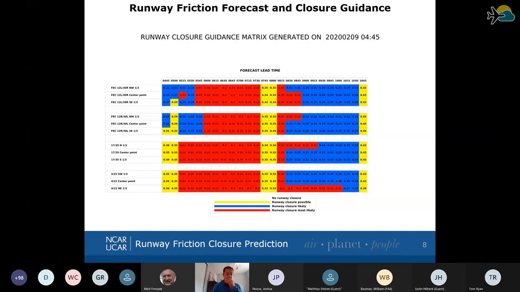Next, please. So this is just a quick example. This was from a real storm system in 2020, on February 9th, 2020, a big event that they had. This is an example of the runway closure matrix. On the left side, the left column is all of the runway segments, so you have the four main runways with the three midpoints. The row on the top is the forecast lead time. And in the middle, we show what the friction values are and a color-coded runway closure potential. That could be either no closure, closures are possible in yellow, closures are likely in blue, and closures are very likely in red. And so for this case, obviously, we were showing that there was going to be major closures with the storm. Next, please.